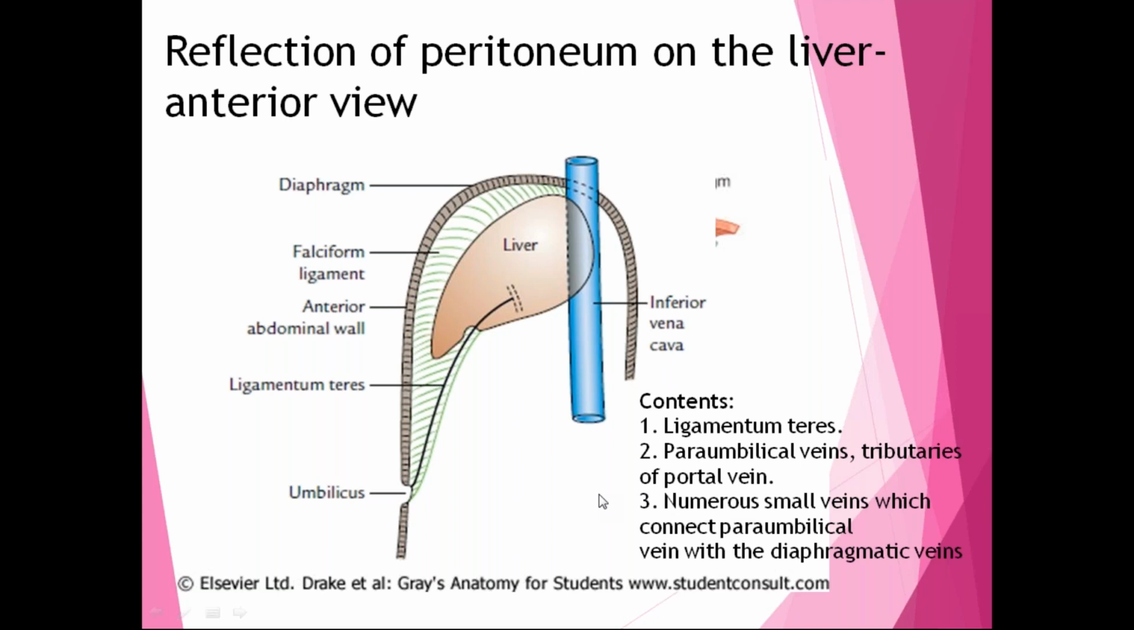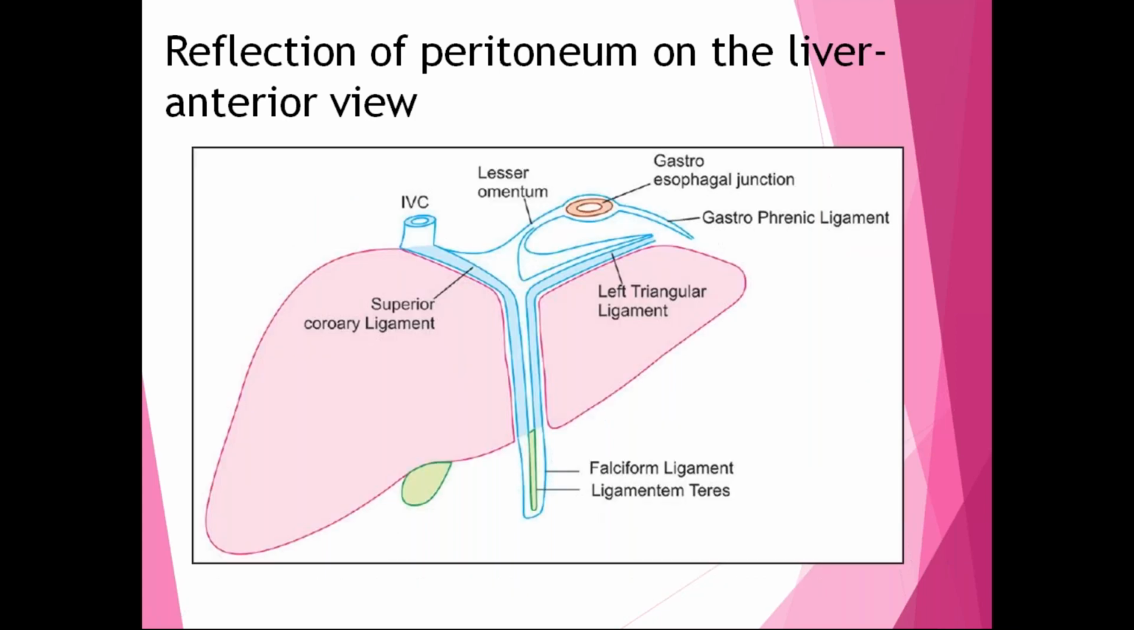Okay, I'll go to the next slide now. Now you can see the falciform ligament. This is the falciform ligament. So you can see the ligamentum teres as its content. Now, if you trace the falciform ligament on the superior surface of the liver, it divides into right and left layers. The right layer connects with the upper layer of the coronary ligament, and the left layer connects with the lower layer of the left triangular ligament.